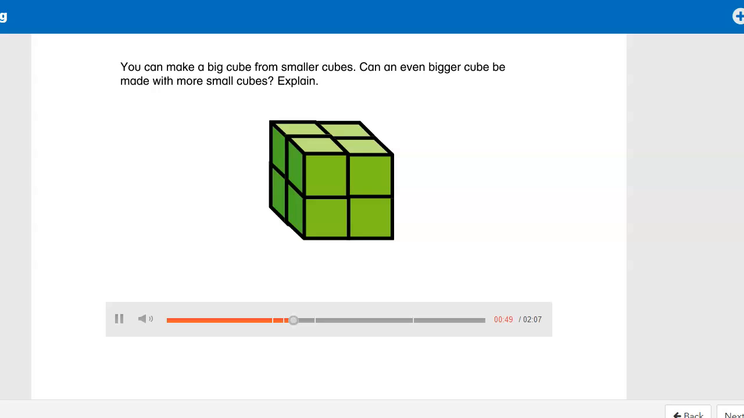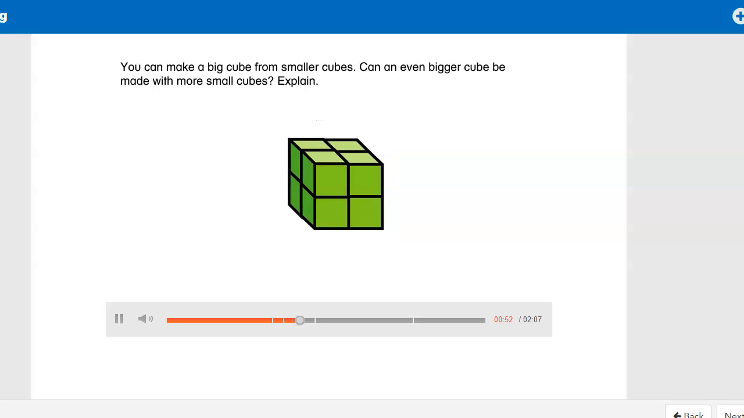You can make a big cube from smaller cubes. Can an even bigger cube be made with more small cubes? Explain. So what do you think, boys and girls? Do you think an even bigger cube can be made with more small cubes? Yes, you can make a bigger cube by adding more small cubes.